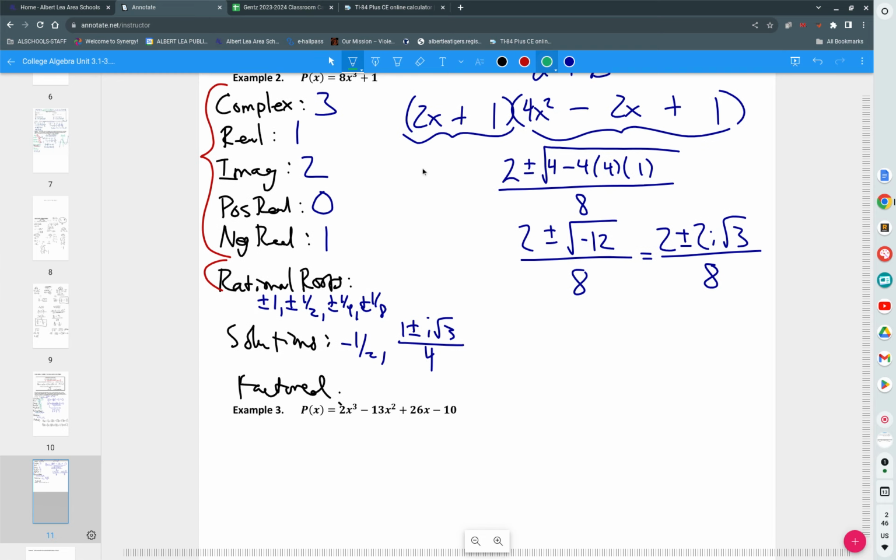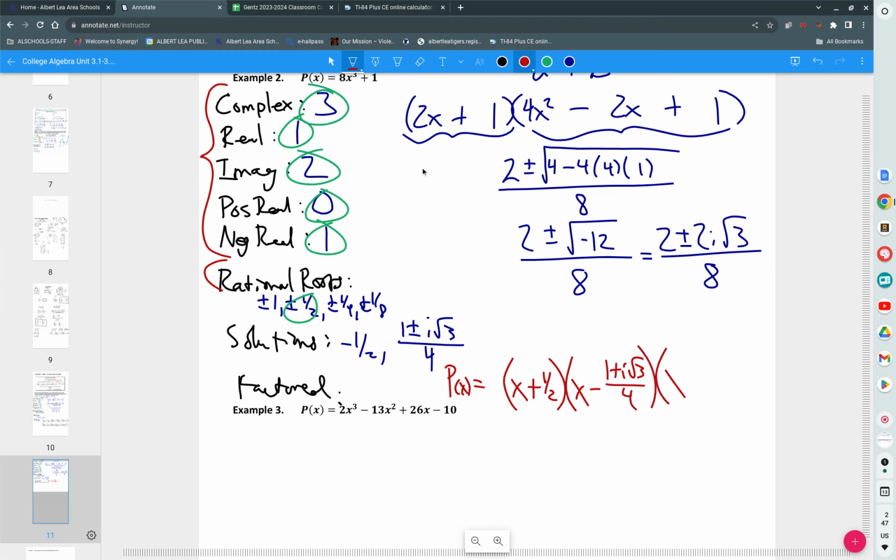Again, as I look at my work, I have negative 1/2 sits right there. That's a negative real, no positive real for one real. I also have two imaginaries, which make my total of 3 results. As I write this in factored form, I have P of x is equal to x minus negative 1/2, or x plus 1/2. Then I have x minus the 1 plus i roots of 3 over 4. And then we have x minus 1 minus i roots of 3 all over 4.